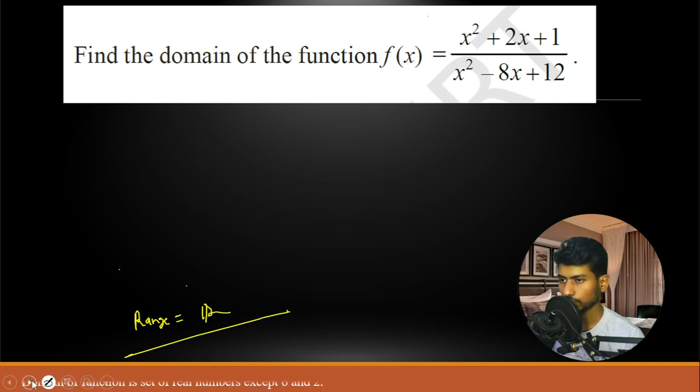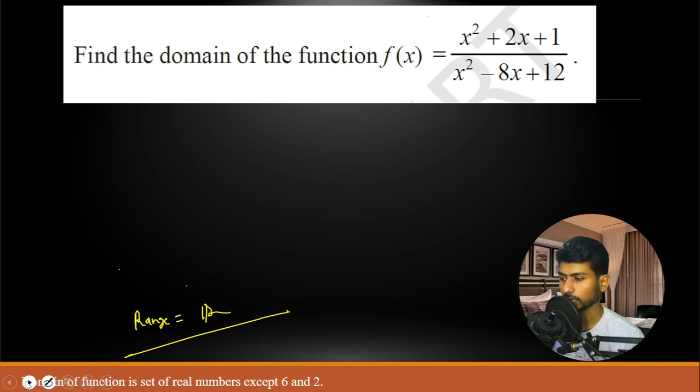Do one thing, you can just skip 5 seconds before. There you can see all the content. I'm not going to write it again, otherwise the video will be too long. So you just go 5 seconds back or 10 seconds back. I think range will be all real numbers. Understood? Let us move to the next question. Domain of the function is the set of real numbers except 6 and 2.